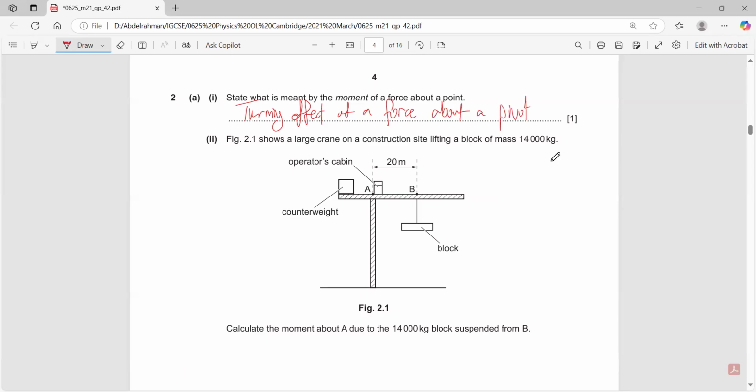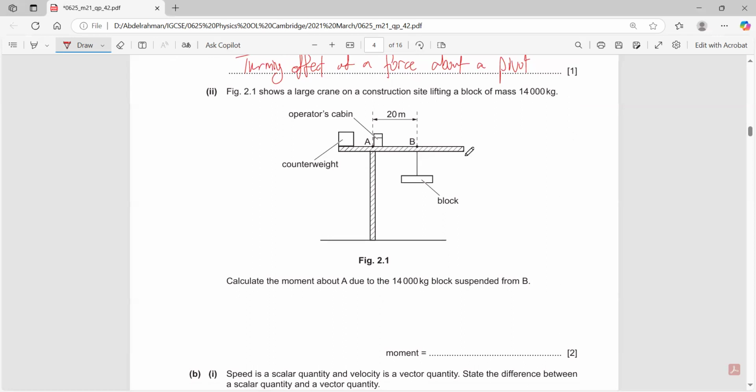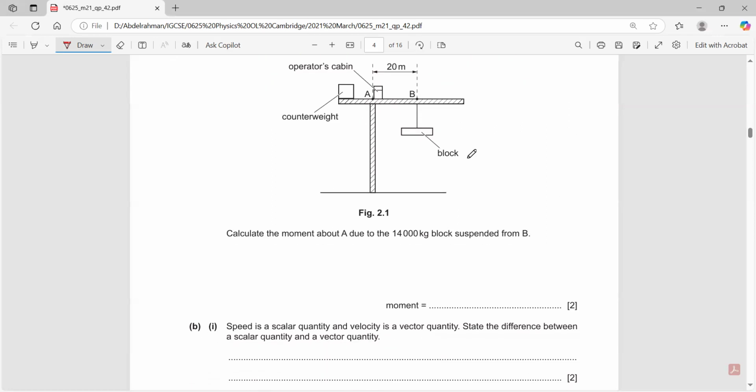Figure 2.1 shows a large crane on a construction site lifting a block of mass 14,000 kilograms. Can I find the moment about A due to the block? Moment equals force times perpendicular distance. The force is the weight of the block. That's not 14,000 kilograms. You need to multiply it by 9.8. So it's 14,000 multiplied by 9.8. This is the force. And then you multiply by the perpendicular distance.